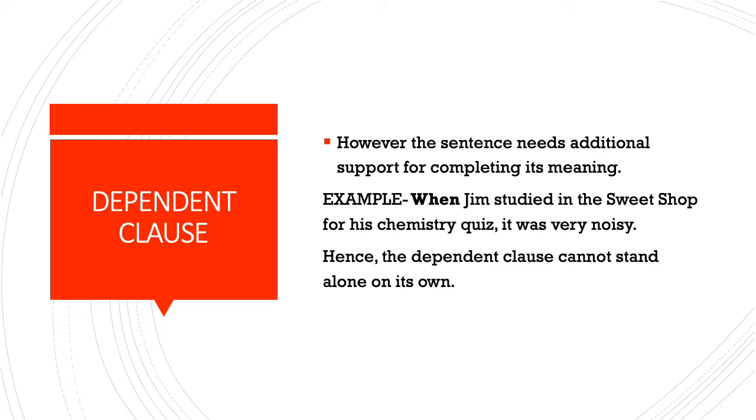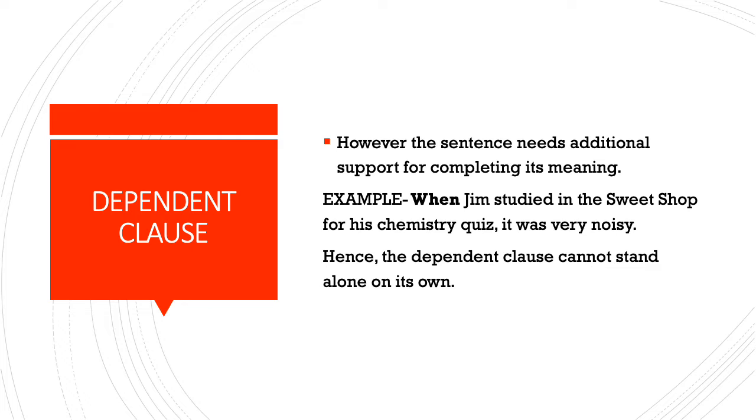However, the sentence needs additional support for completing its meaning. Which sentence? The sentence of the dependent clause. For example, we have taken the same example as earlier. When Jim studied in the sweet shop for his chemistry quiz, it was very noisy. So we are adding the extra information. It was very noisy. That is what is completing the entire sentence. Hence, the dependent clause cannot stand alone on its own.